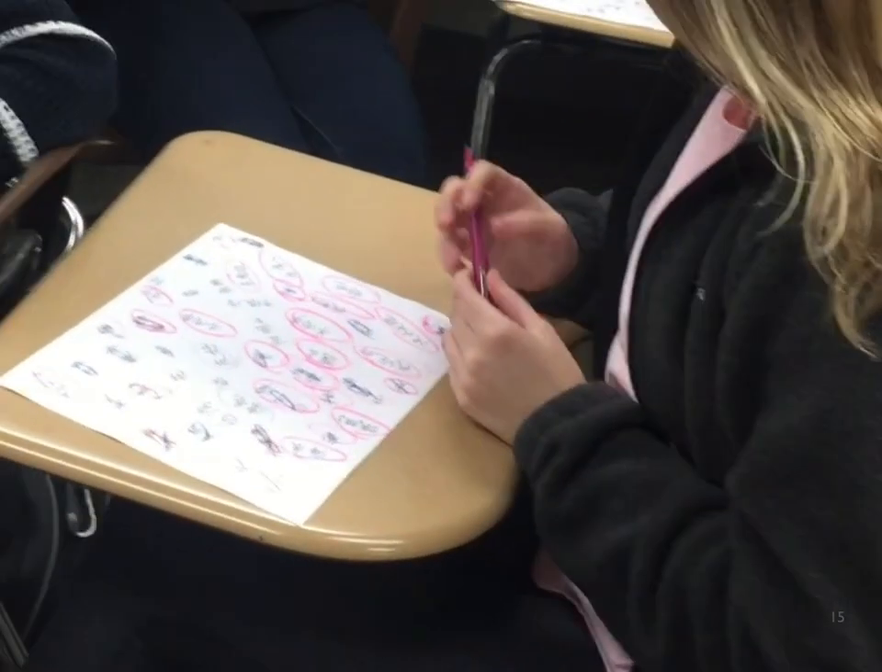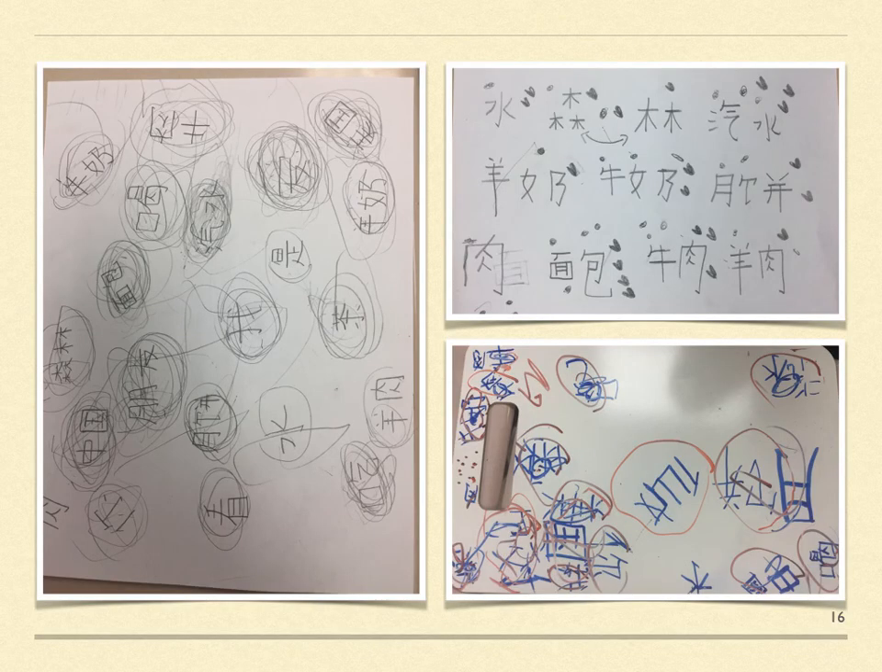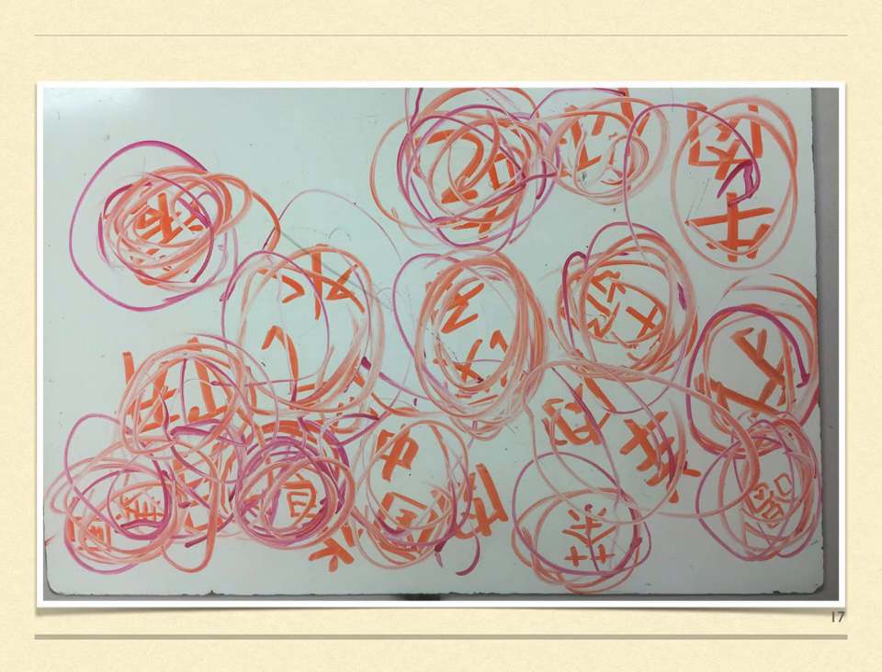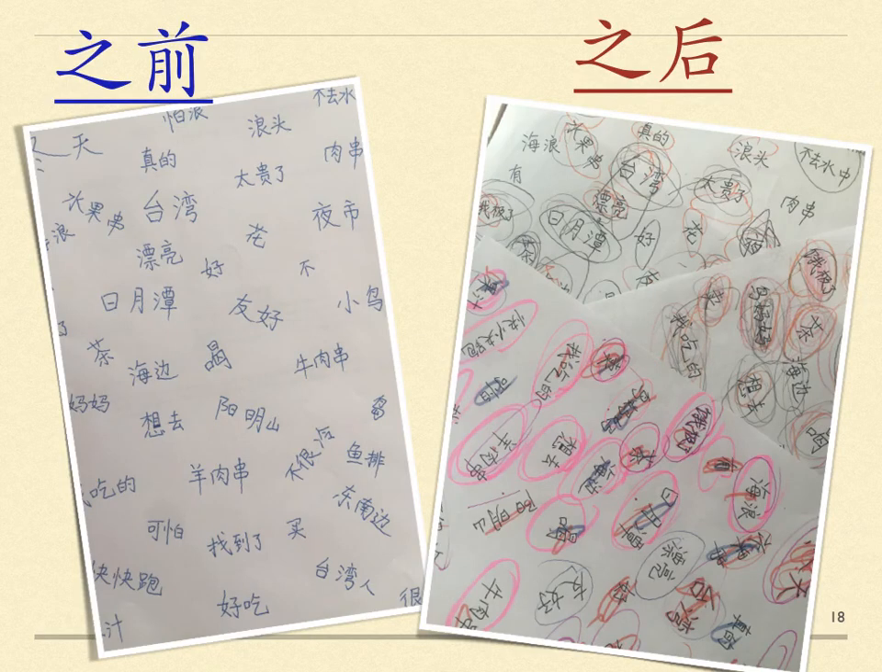So by the time they finish playing, this is what their sheets might look like. Here is another one. Finally, there's a comparison of what the sheet looked like before, on the left, and what it looks like after the game, on the right.